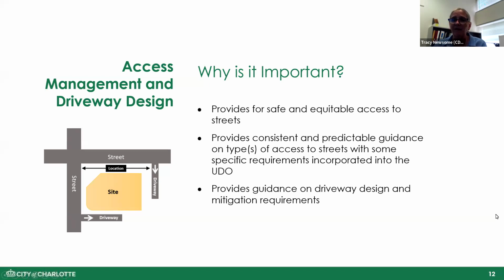It does provide consistent, predictable guidance on the type of access to streets, and some elements of this are specifically incorporated into the UDO. And it provides guidance on appropriate driveway designs to use in different contexts and mitigation requirements, like whether or not a turn lane might be required. Again, in terms of changes between the first draft and the second draft, it's basically a reorganization, a restructuring, and just really an attempt to provide as clear and useful guidance as we can, but not substantively different.